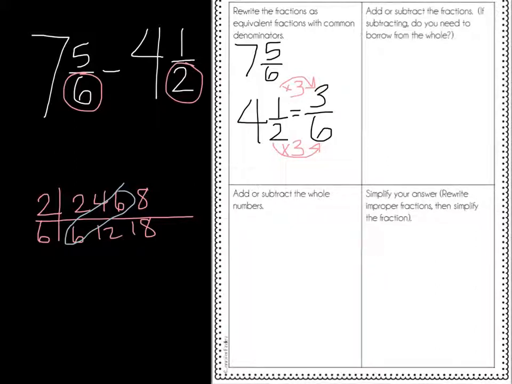Now, I'm subtracting 7 and 5/6 and 4 and 3/6. So now I need to add or subtract the fractions. If subtracting, do you need to borrow from the whole? Well, I have 5/6, and I can subtract 3/6. That will give me 2/6.